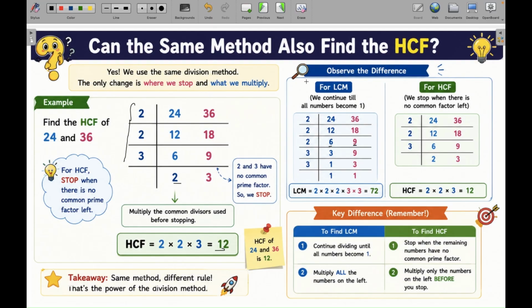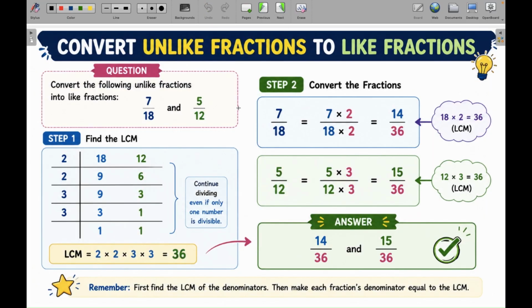Now we'll apply the same concept that we have studied to convert unlike fractions into like fractions. We have another example, 7 by 18 and 5 by 12. We have to convert this to like fractions because they are unlike, they have different denominators. So the first step is to find the common denominator. The common denominator is the LCM of 18 and 12.